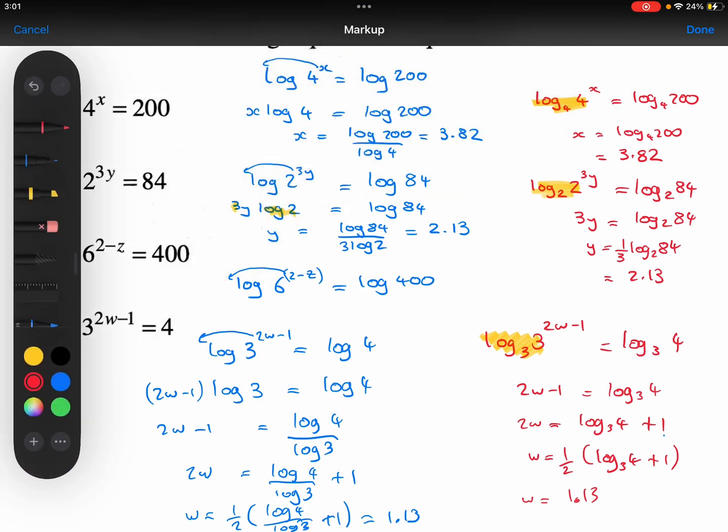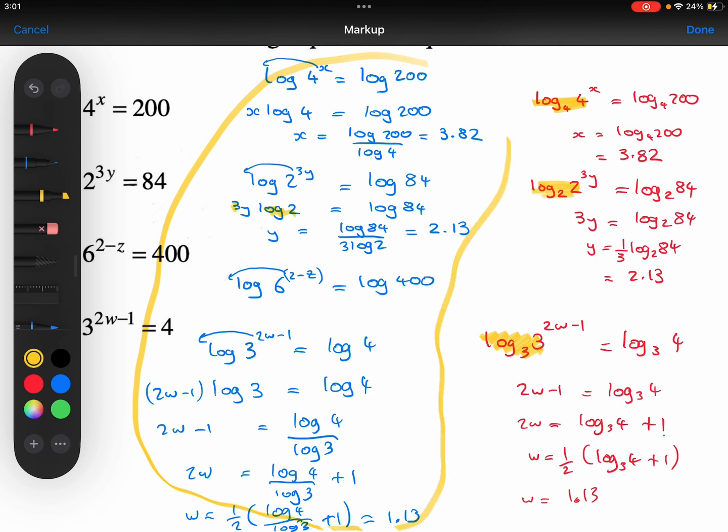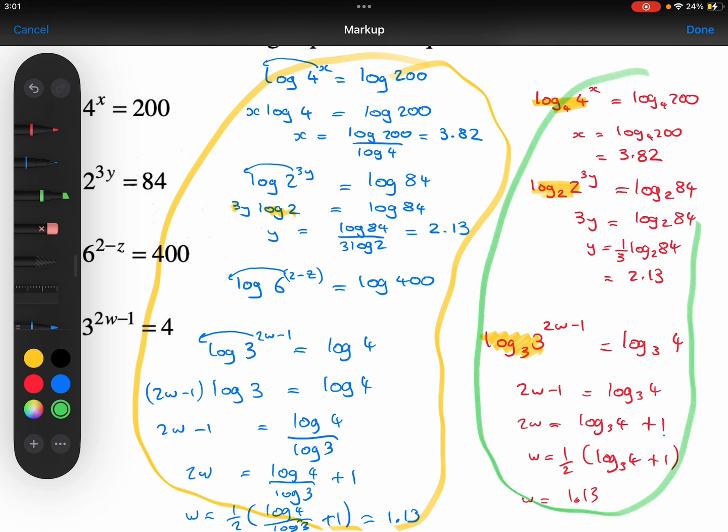Doesn't matter which method you use for these questions. This method here is the more general that will work for a wider variety of questions. For example, if we've got unknowns on both sides, this is often better, or powers on both sides rather, but it's slightly longer. This method over here is slightly quicker, but won't always work. It's good to know both.